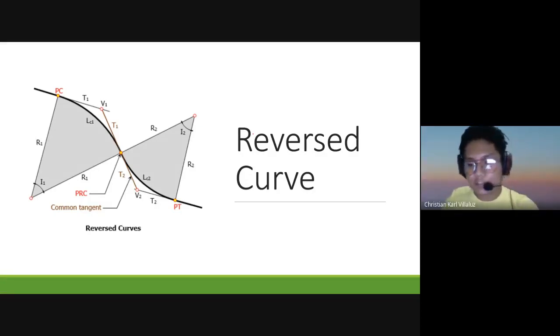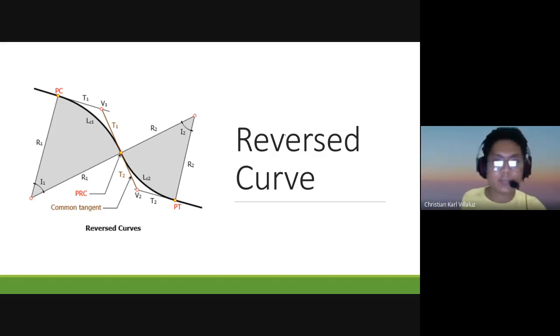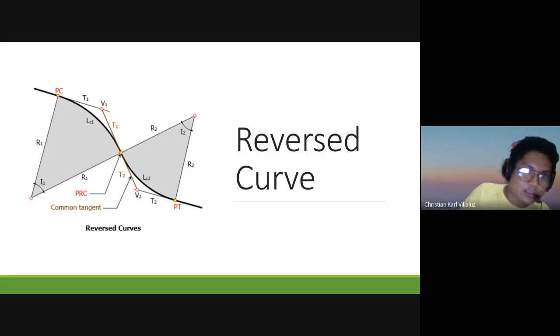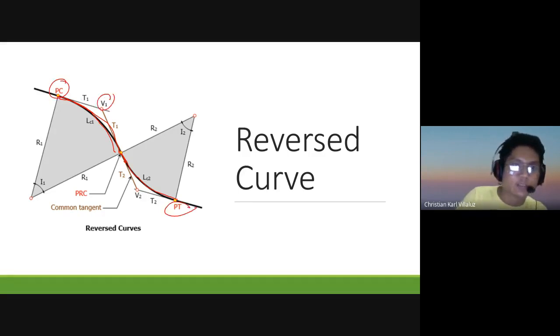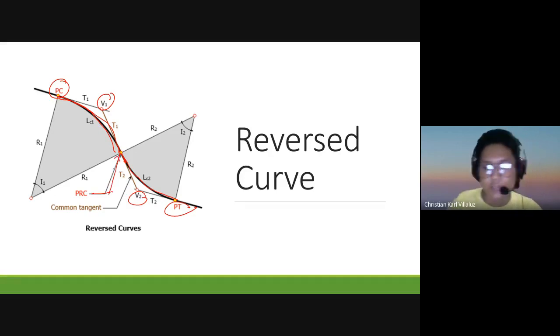Okay. So, for the reverse curve, halos similar din sa compound curve kasi it requires two simple curves. Only that it has different direction. Okay? Kung papunta sa right yung unang curve, yung isa papunta sa left yung direction ng second curve. So, halos lahat naman parehas. May PC, may PT, vertex 1, vertex 2. Wala lang tong point of intersection. But the point where the two curves connect is what you call the PRC, or the point of reverse curve.